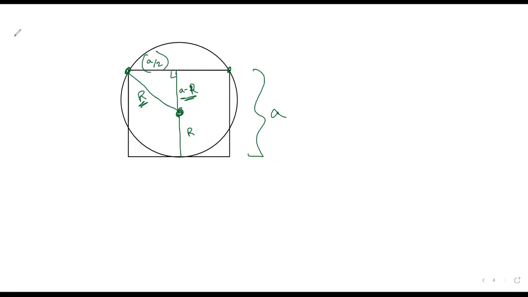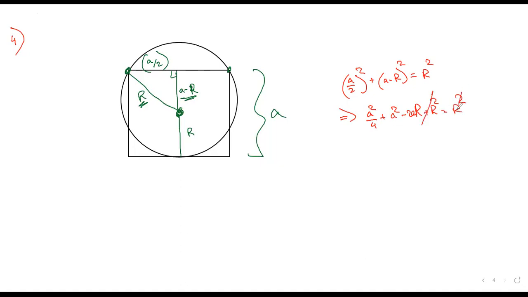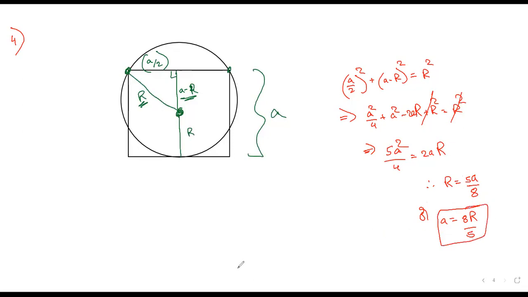Now applying Pythagoras theorem, you can get the answer. That's simple. So (a by 2) whole square plus (a minus r) whole square equals r square, which gives a square by 4 plus a square minus 2ar plus r square equals r square, which gives 5a square by 4 equals 2ar, and so a is equal to 8r by 5. That was the fourth question.